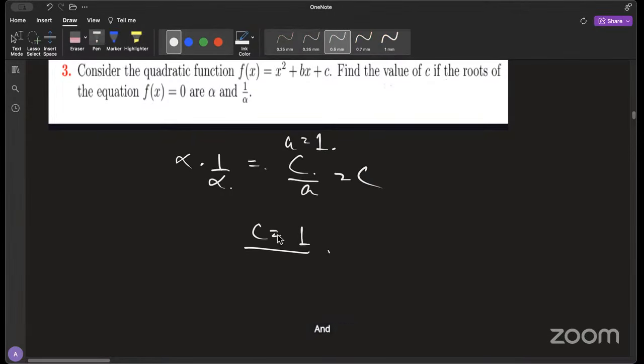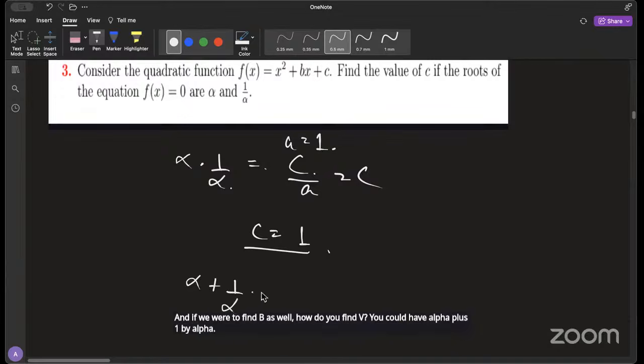And if we were to find b as well, then how do you find b? You should have alpha plus 1 by alpha equals to minus b, right?